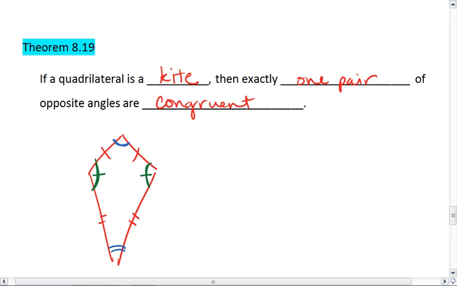Or if I want to tilt my kite on the side, then the bottom angle and the top angle, or these two angles here, are not congruent. However, these two angles are congruent. So we always only have one pair of congruent angles.